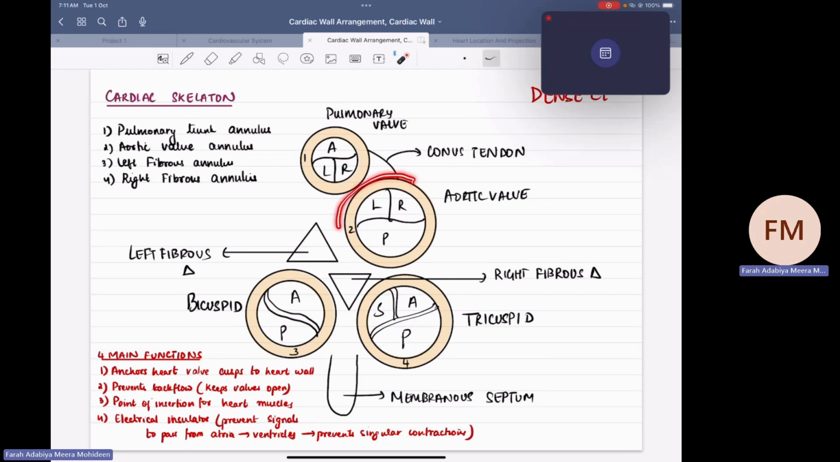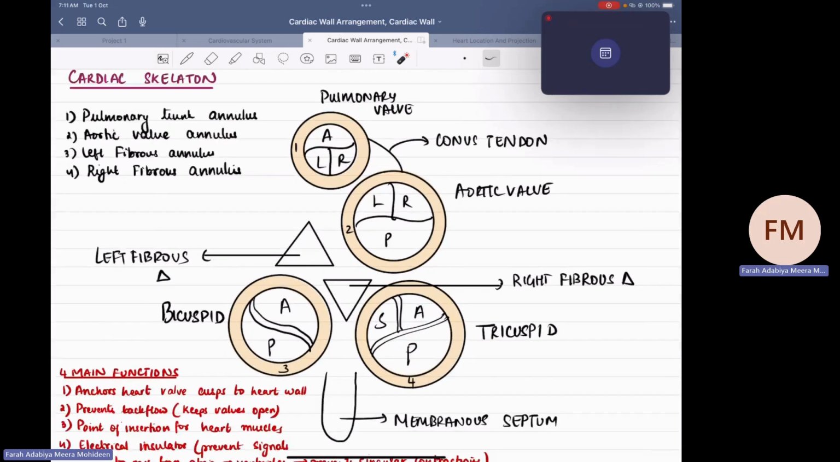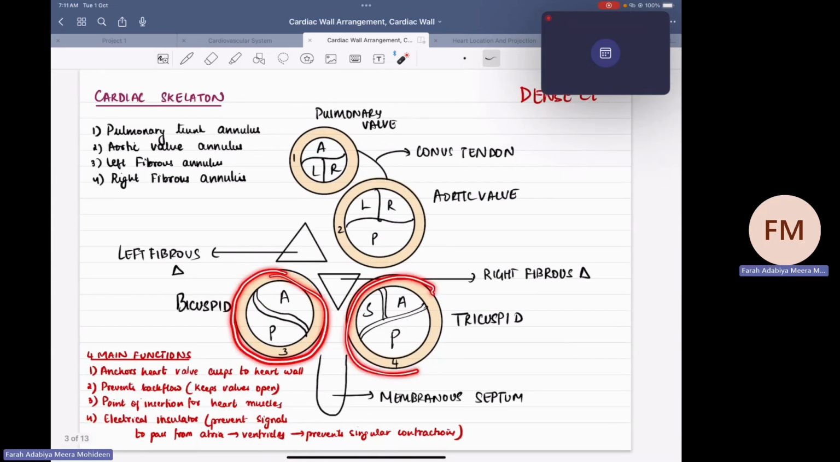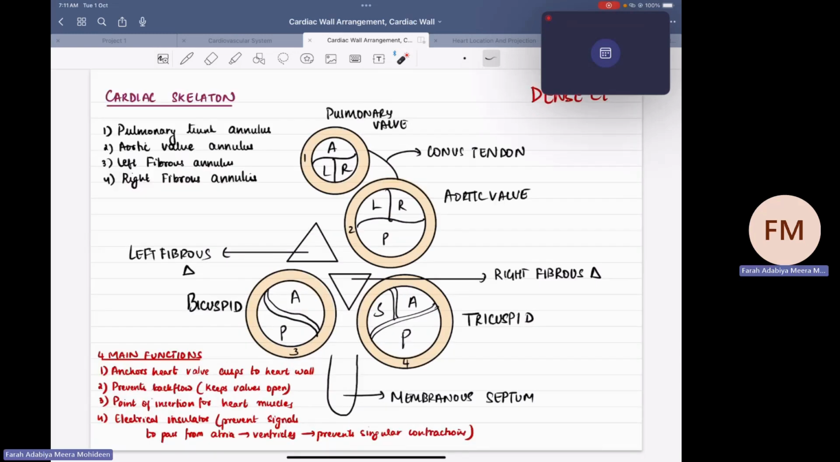Now, you have your aortic valve, which is slightly bigger than your pulmonary valve, and this has a posterior part, a left part, and a right cusp, right? That forms three openings. Now, the other two valves that we're going to talk about are your bicuspid and tricuspid, right? It's there in the name itself, bicuspid, two cusps, anterior and posterior. Tricuspid, three cusps, which is anterior, posterior, and then you have your septal cusp because it's towards the septum.